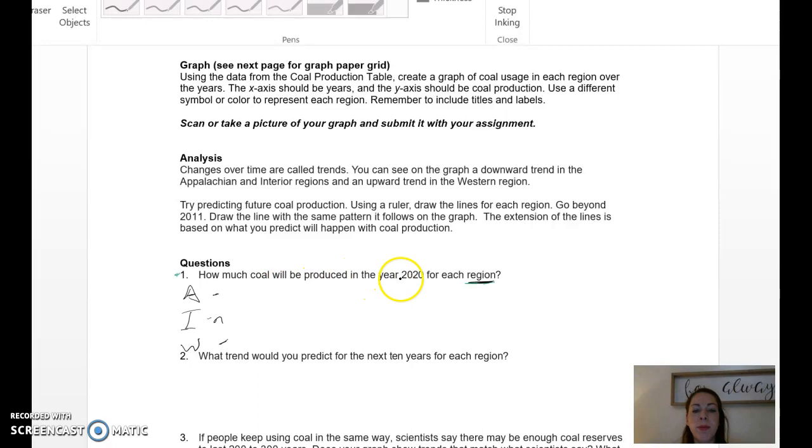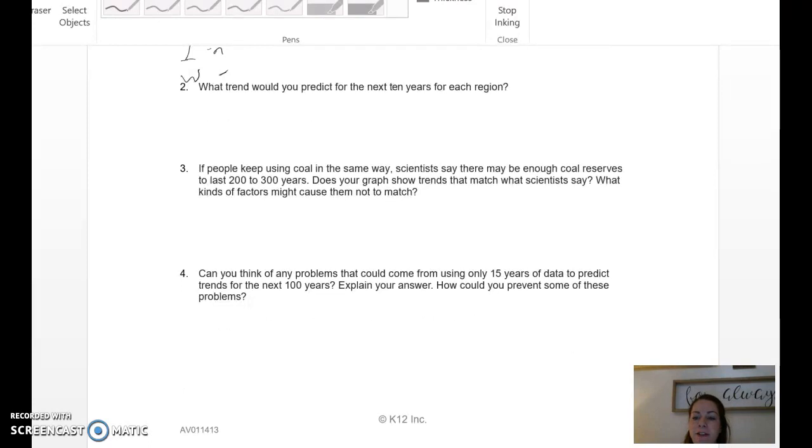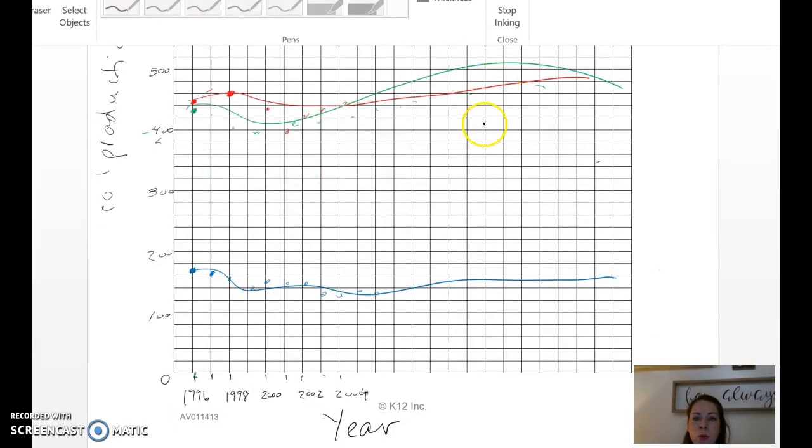It says how much coal will be produced in the year 2020. Our data only went to 2011, but it says we're going to predict future coal production. So using a ruler, draw the lines for each region. Go beyond 2011. Draw the line with the same pattern it follows on the graph. So going down to my graph, let's say 2011 maybe only went to here. Okay, but I'm going to continue with that line in the future and see where it would be in approximately 2020. Okay, and wherever it is in 2020 on our fake line, I'm going to write that number.